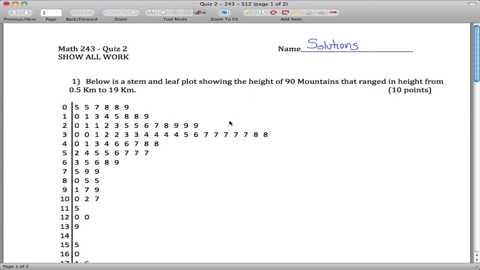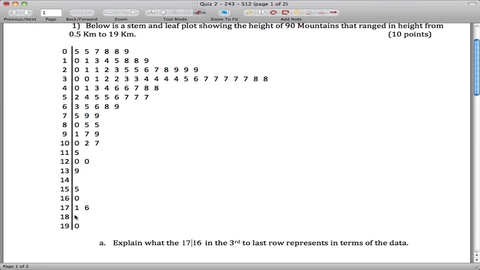Here are quiz 2 solutions. We're given a stem and leaf plot showing the height of 90 mountains that ranged in height from half a kilometer to 19 kilometers. This is actually important because it tells us that the stem and the leaf are separated by a decimal place here. Otherwise, you might not know if the smallest mountain is 5 kilometers and the biggest is 190 kilometers.